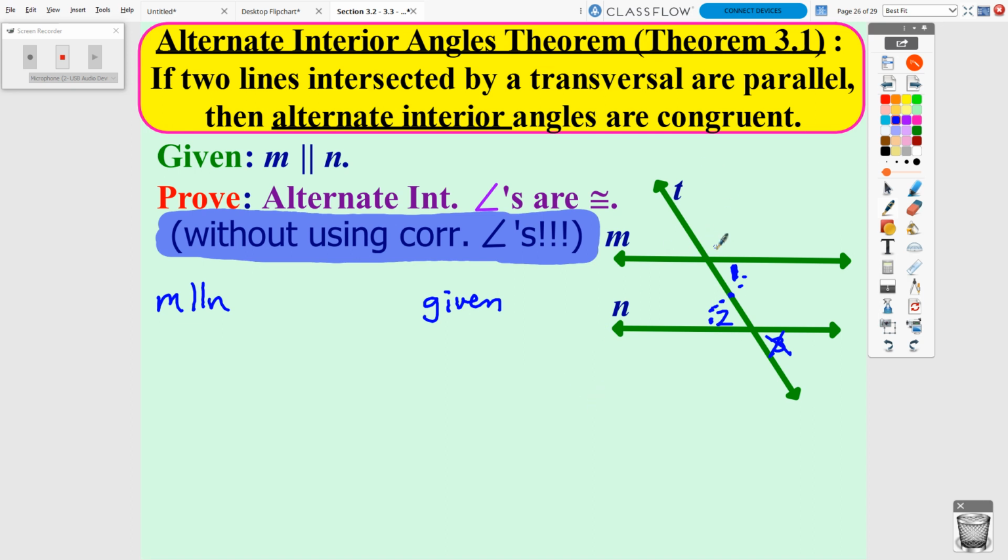I'm going to put angle 3 right here instead. Okay, I'm going to put angle 3 right there. And I know that angles 1 and 3, solid connection, straight angle postulate. They're going to add up to be 180 degrees.